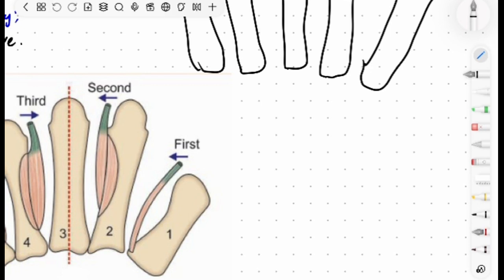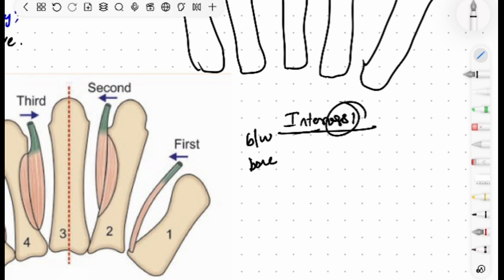In today's video, we are going to discuss the interossei muscles. Now, what are these interossei muscles? As the name suggests, inter means between. Ossei means bone. So, these muscles are between the bones. Okay, now we'll get into the details.